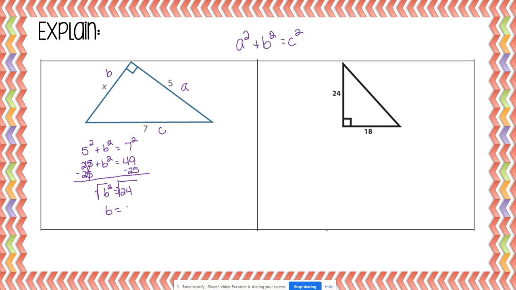Well, the perfect square that will go into 24 is 4, so I can split it up into the square root of 4 times the square root of 6. Well, the square root of 4 is 2, so this would be 2 times the square root of 6.